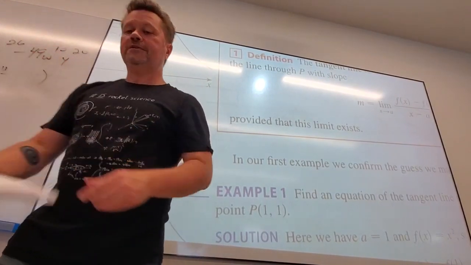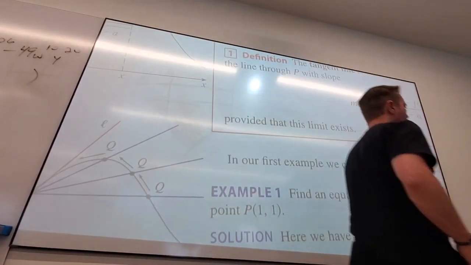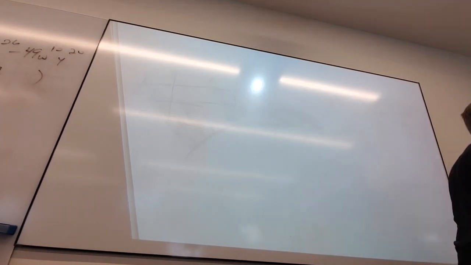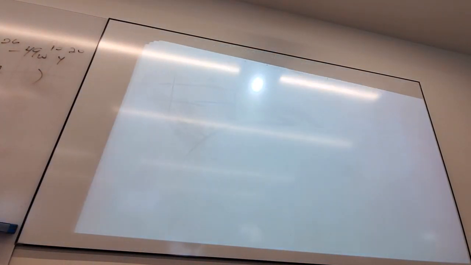So, first thing I want to do, I really want to make something clear. What is the main method we have at the moment to determine the slope at a point for something that's not a straight line? What method do we have to determine the slope of a non-straight line function? You guys all know this. y2 minus y1 over x2 minus x1.